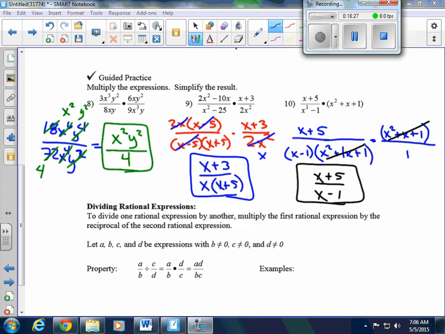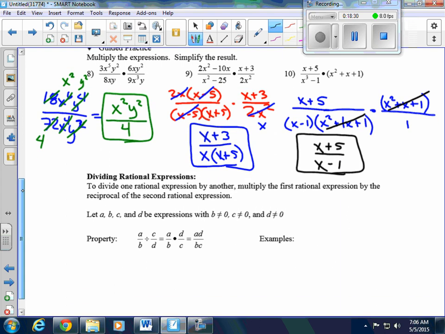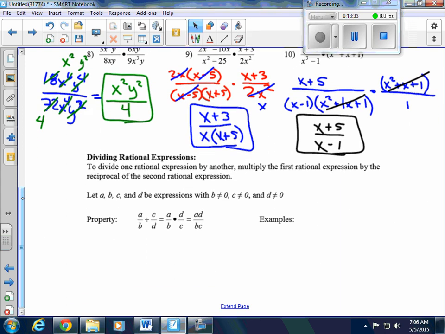Now the last thing we're going to talk about today is dividing rational expressions. Well, dividing is the same as what we just did, with one exception. Dividing is the same as multiplying by the reciprocal. So if we look at the property here, A/B divided by C/D, we're just going to flip this upside down. So we're going to multiply by the reciprocal. So A times D over B times C, we're going to cancel out the like terms then, if there are any.